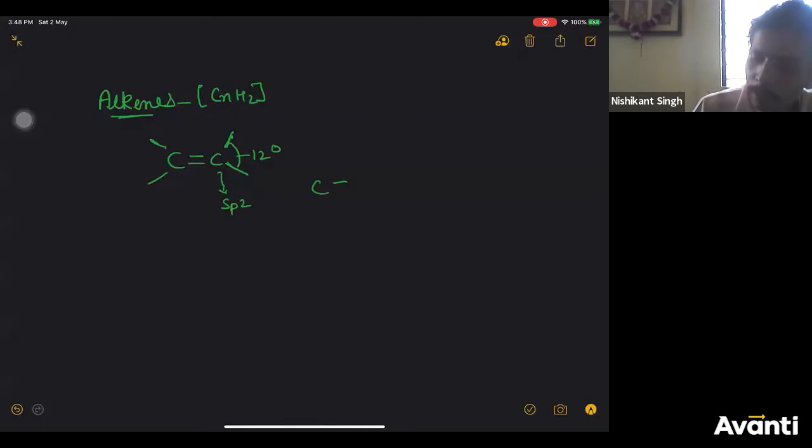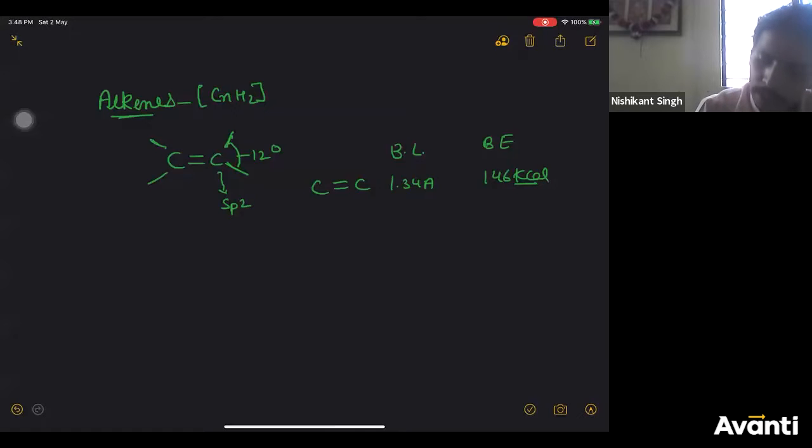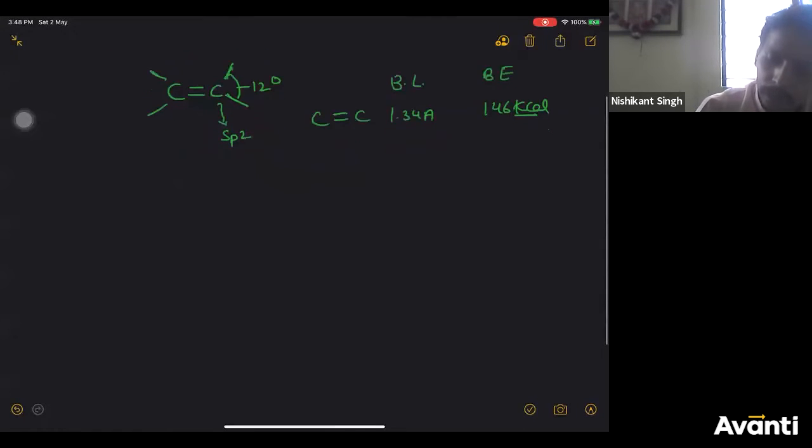If you talk about carbon-carbon bond length, it is 1.34 angstrom. And if you talk about bond energy, it is approximately 146 kilocalorie, right? So this is all about your alkene's basic structure. Now we'll quickly go towards general methods of preparation of alkene.